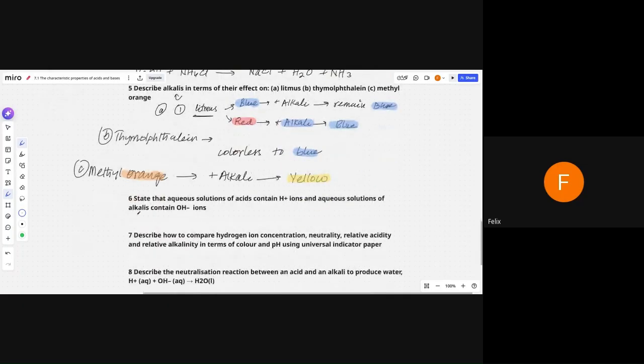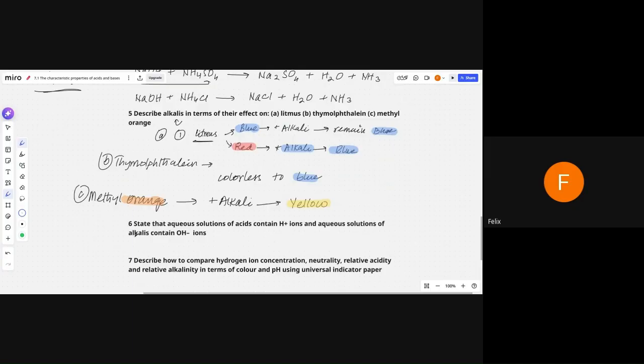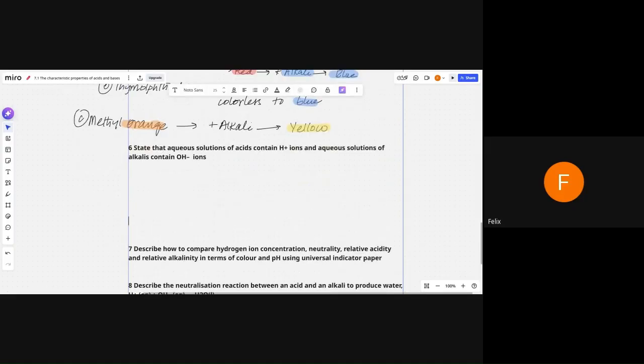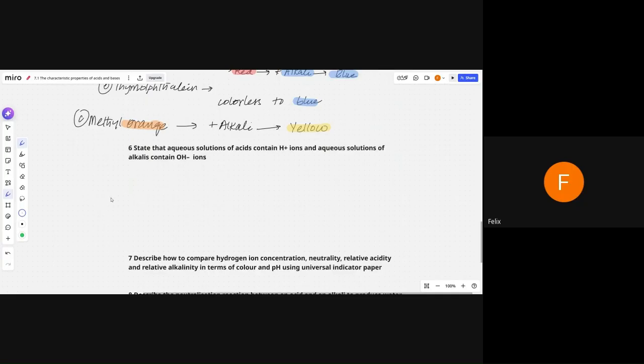Now topic number 6: state that aqueous solutions of acids contain H+ ions, and aqueous solutions of alkalis contain OH- ions. This is another definition of acids and bases. Initially, at the beginning, we defined acids as compounds having pH less than 7, and bases with pH greater than 7. Now we are expanding that definition: acids and bases can be defined by the ions that their solutions contain.